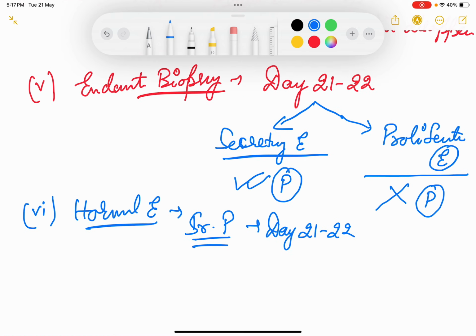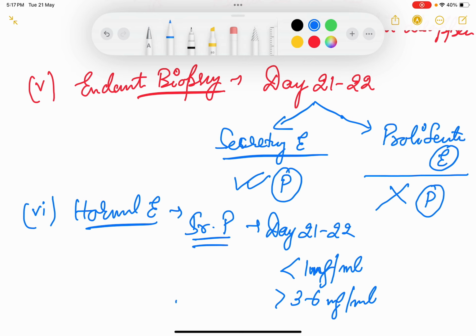If the progesterone value is less than 1 milligram per ml, then it is suggestive of anovulation. But if it increases to more than 3 to 6 milligrams per ml, then it is suggestive that ovulation has taken place.